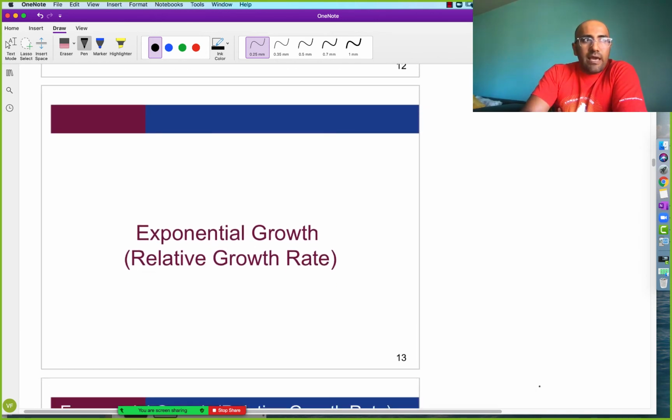Okay, so we expressed our bacterial growth in terms of doubling rate, right? How long did it take to double? That's a very useful way of describing something. But note that you describe a unit of time in terms of doubling time.